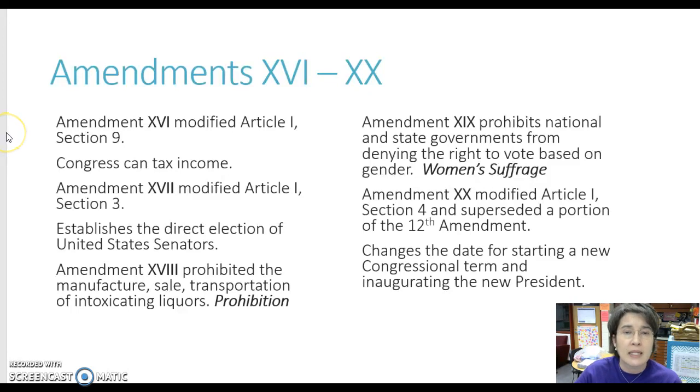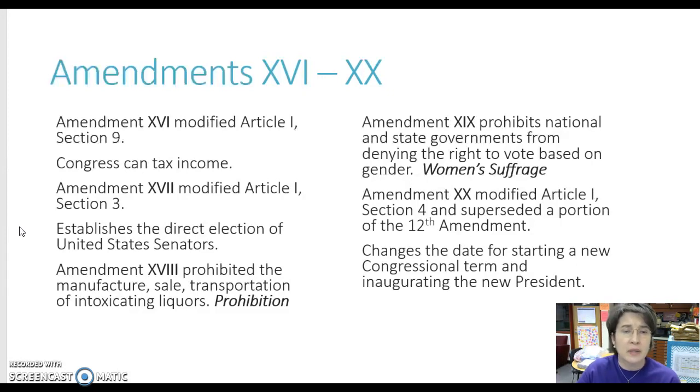In amendment number 16, this modifies Article 1, Section 9, and that says that Congress can tax income. That's the money that people make in their jobs. Amendment 17 modifies Article 1, Section 3. That establishes the direct election of United States senators. Prior to that, United States senators were elected by the legislatures of each state, and now those are voted on by popular vote. That means the people get to vote for them.